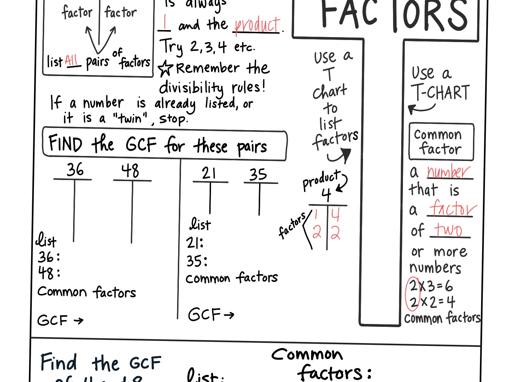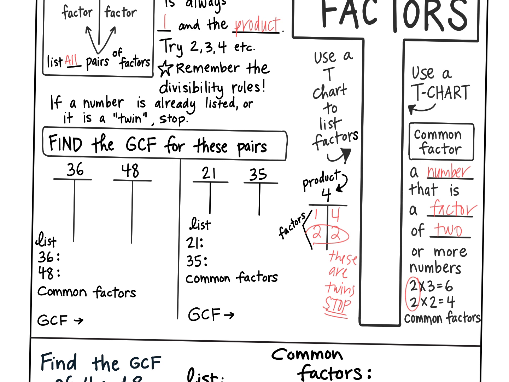If I also get to a repeat, that's when I would stop. So if I don't have any twins, but I get to a repeated number that I've already listed in my T-chart, then I can stop. I don't need to go any further. Because these are twins, I'm just going to put these are twins, stop. I'm just making that note. That's how we know to stop. That's how we list factors.